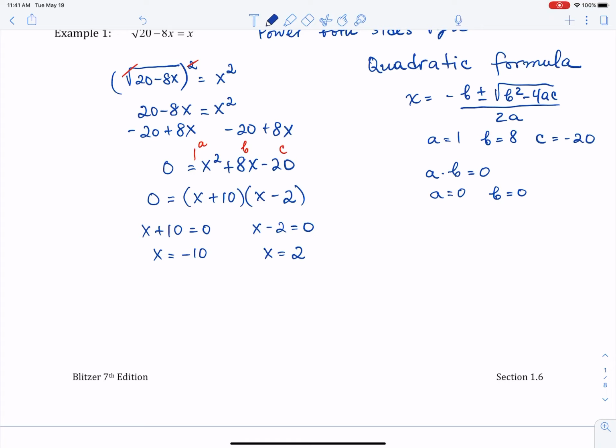When x is equal to negative 10, the original problem was square root of 20 minus 8 times x equals x. Notice that negative 8 times negative 10 is positive 80. 20 plus 80 is 100, and the square root of that, 10, is not equal to negative 10. This means that negative 10 is going to be an extraneous solution.